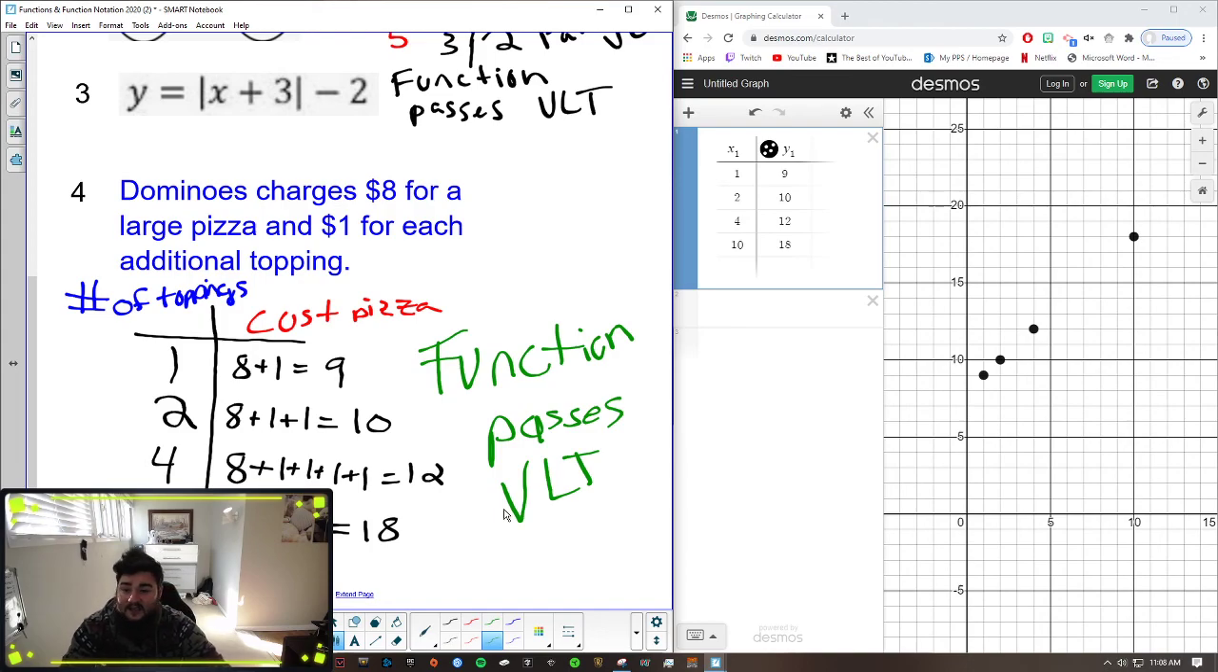So there's an example of one of each. What you're going to do now is go into your Google Classroom, click on the document, and practice a bunch of these. Okay, practice for the rest of the period.